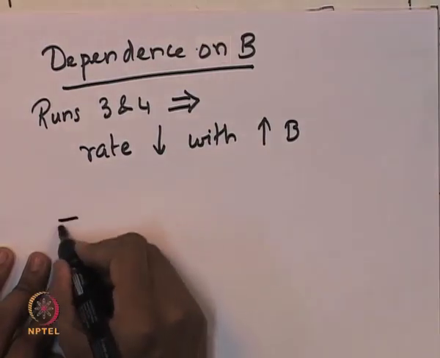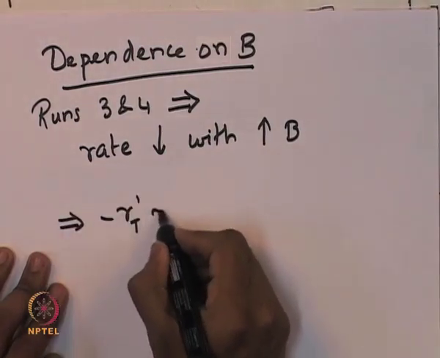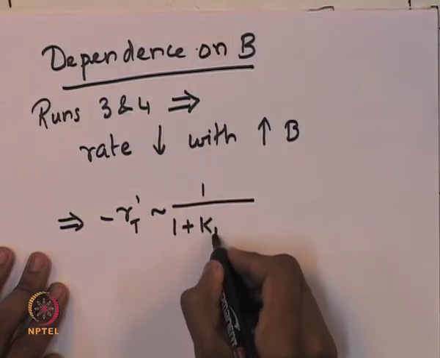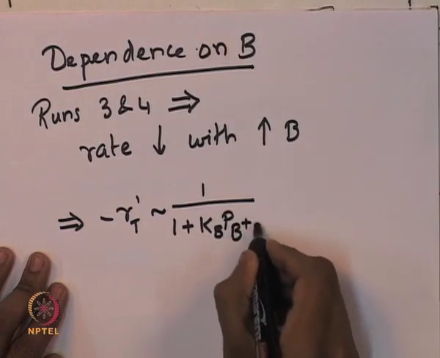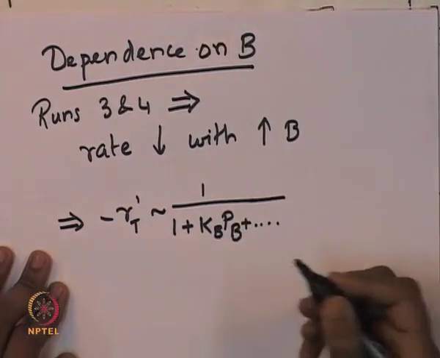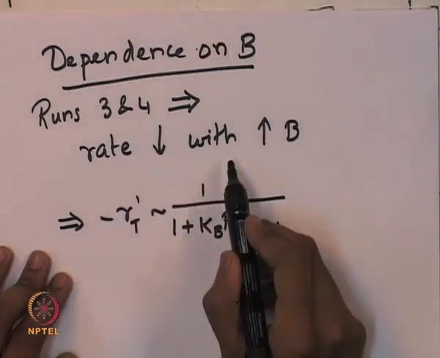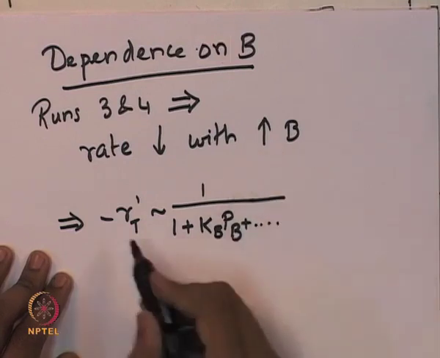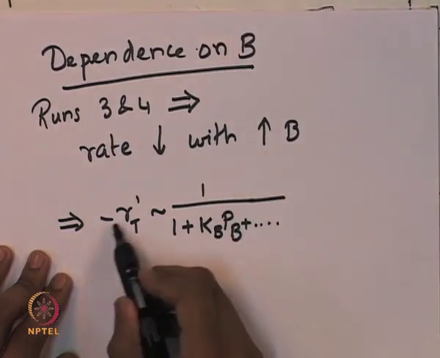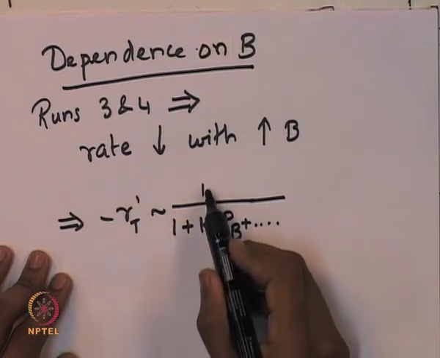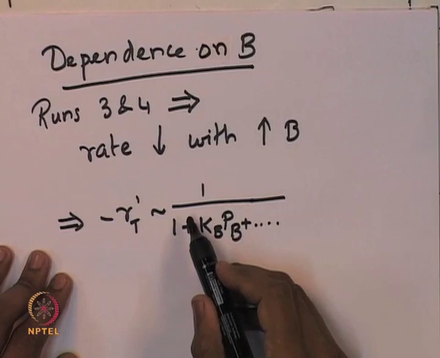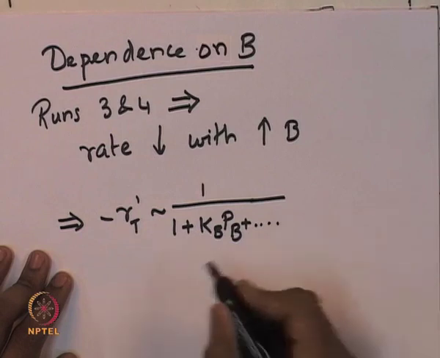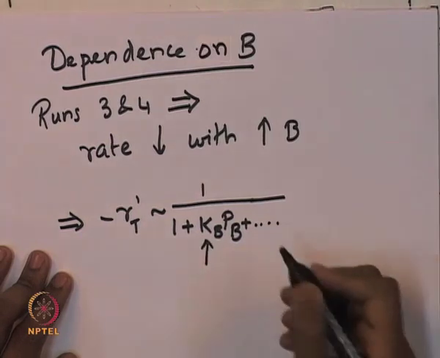Okay. So, this suggests that the reaction rate must somehow be inversely related to the partial pressure of benzene, which appears in the denominator of the rate law. This is because the rate decreases with increase in the partial pressure of benzene. Therefore, the rate of generation of toluene, which is r_T prime, should be approximately proportional to 1 by 1 plus Kb into Pb plus other components, where Kb is basically the corresponding equilibrium constant.